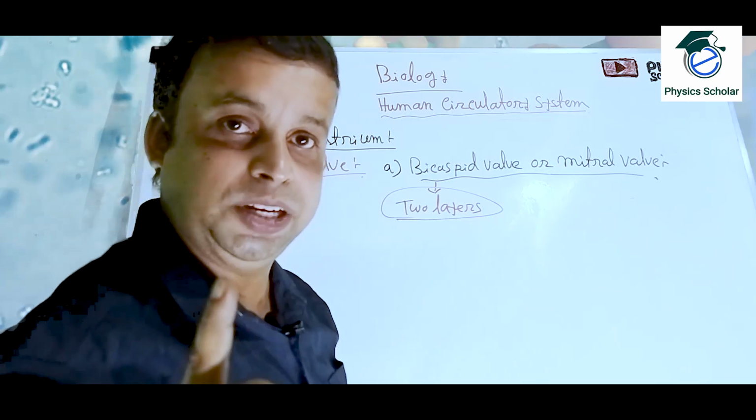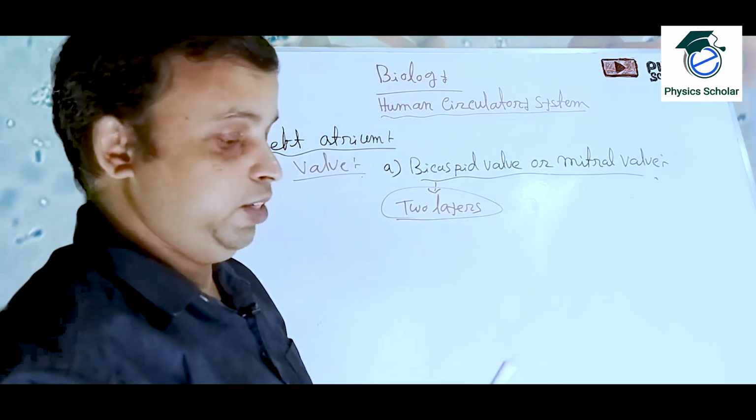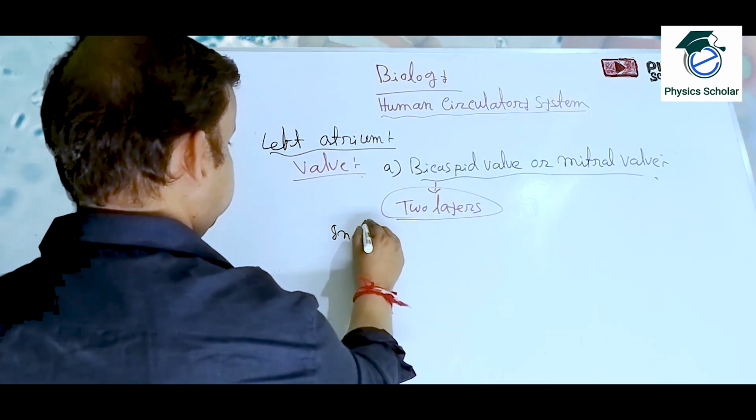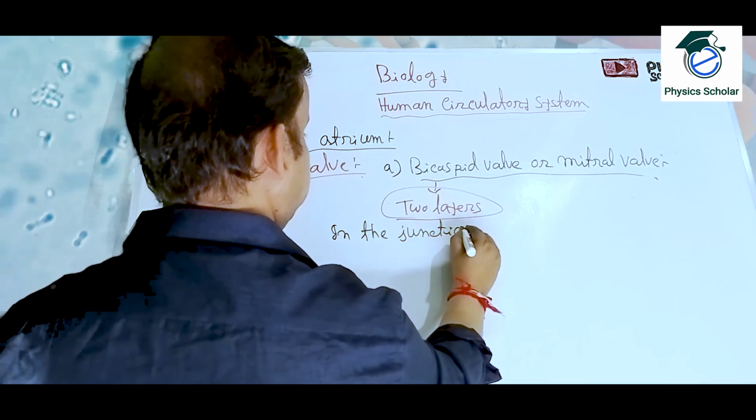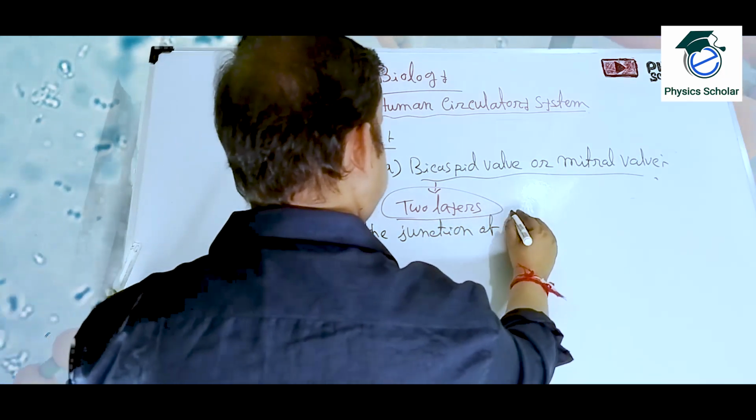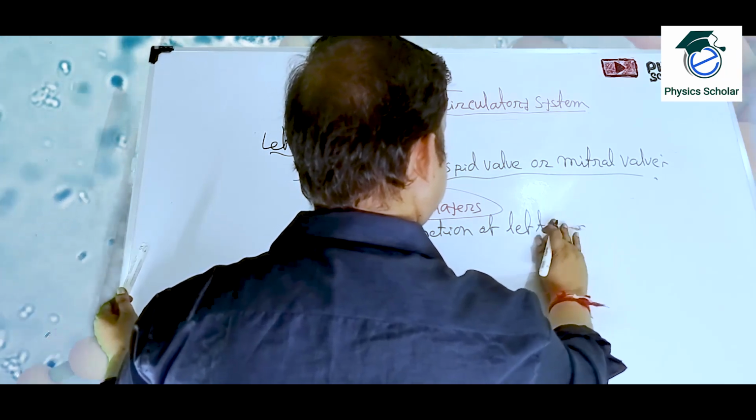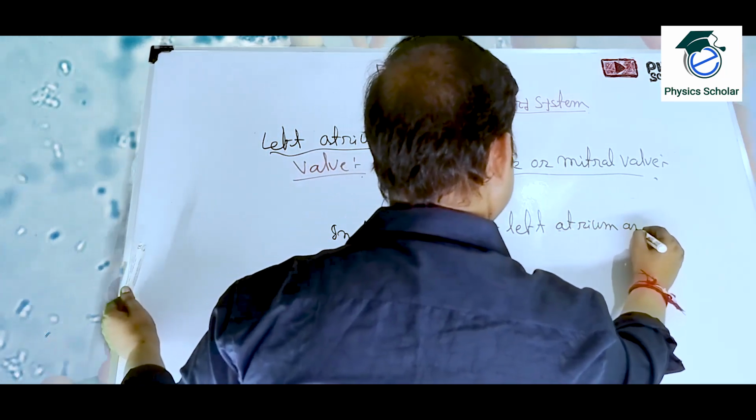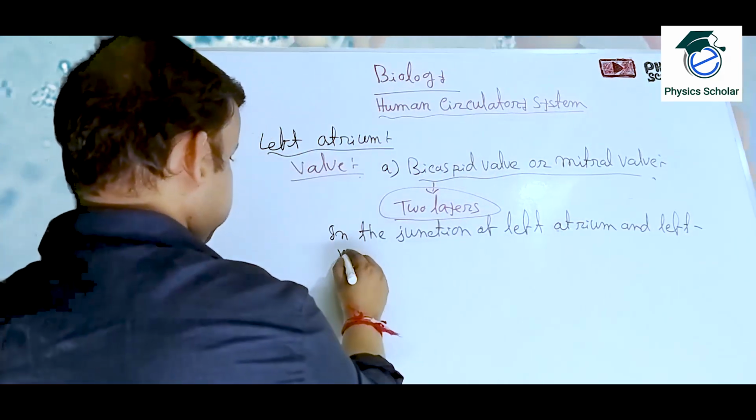Very important for the examination also. Very often this question comes. What is mitral valve? Where is it situated? So where is it situated? In the junction of left atrium and left ventricle.